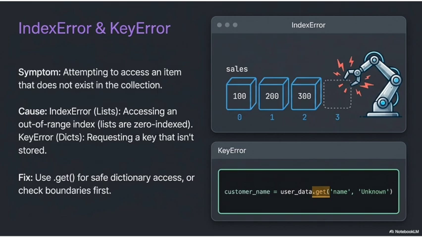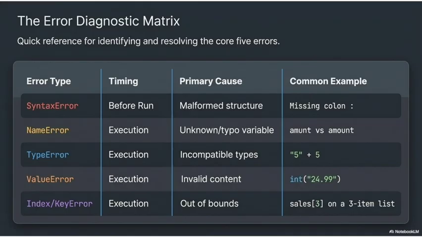Never assume a key or an index exists in data from external sources. This diagnostic matrix is your quick reference decoder for all 5 error types. Use it as your first stop when a script breaks. SyntaxError happens before run, caused by malformed structure. Look for a missing colon.